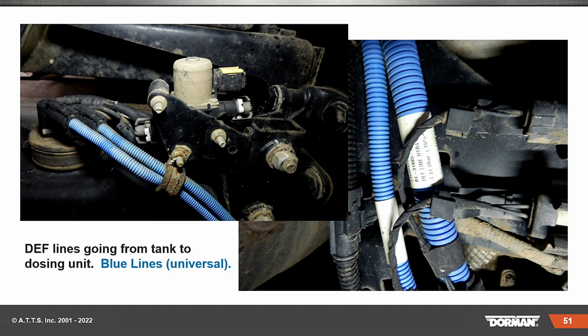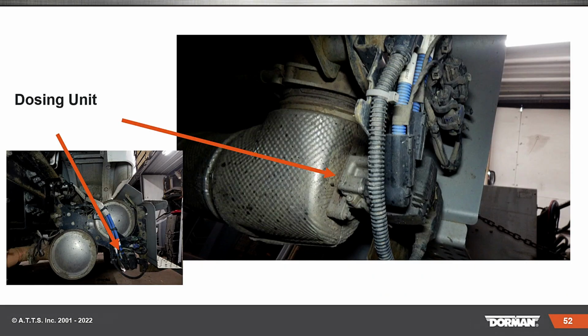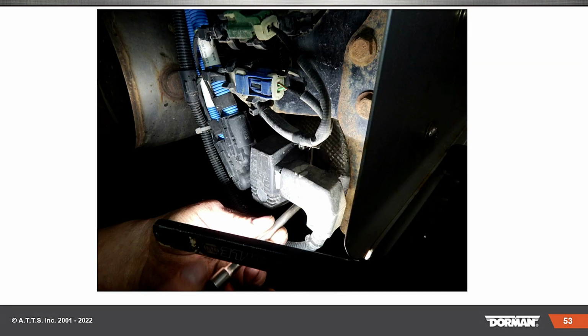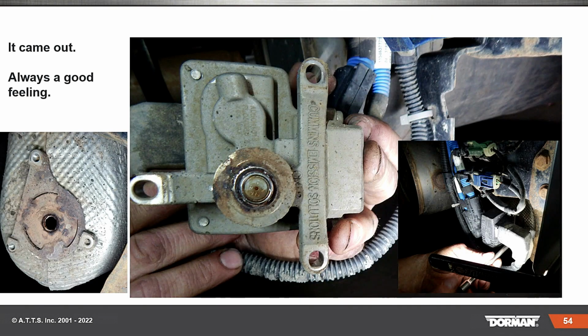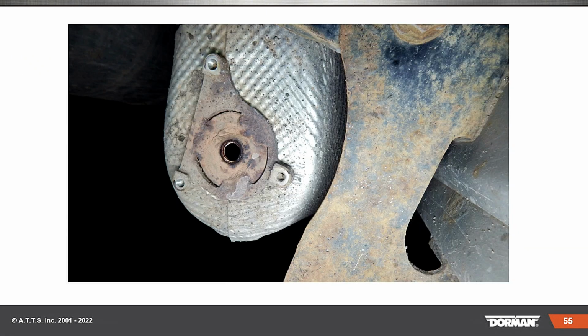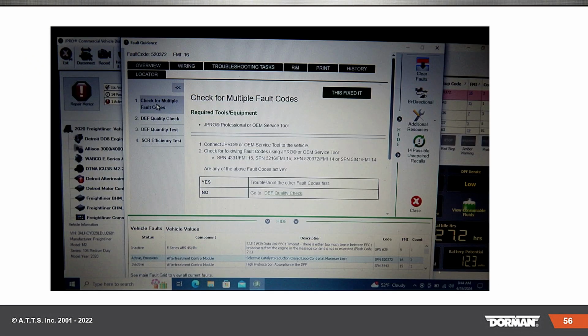DEF lines tend to be blue lines, so you can follow them from the tank right to the unit. I'm going to jump through a lot of stuff, and there's my dosing unit. One of those is really nice to get at. Of course, the next thing is you go in there with your socket, and you pray to your mechanic god again. Hopefully everything comes apart and nothing snaps. That's a good feeling, isn't it? And of course, look inside again. I'm probably doing it a little bit backwards here, but that's okay.